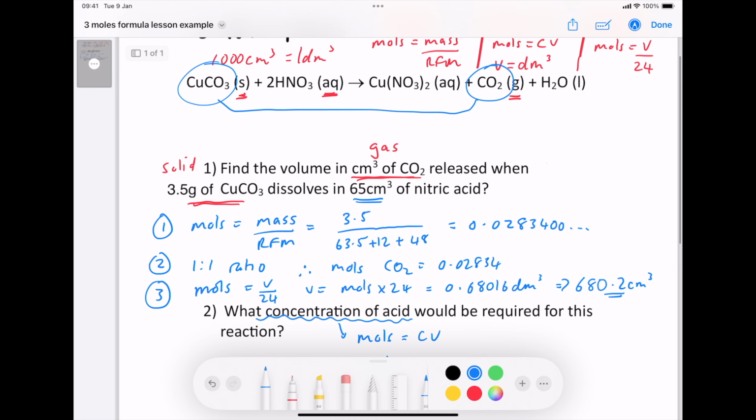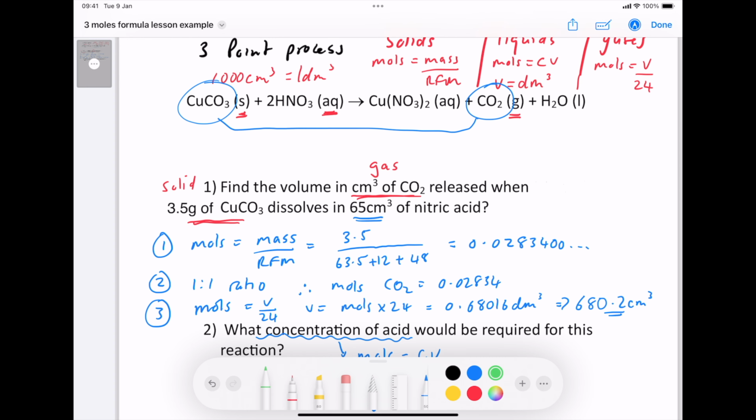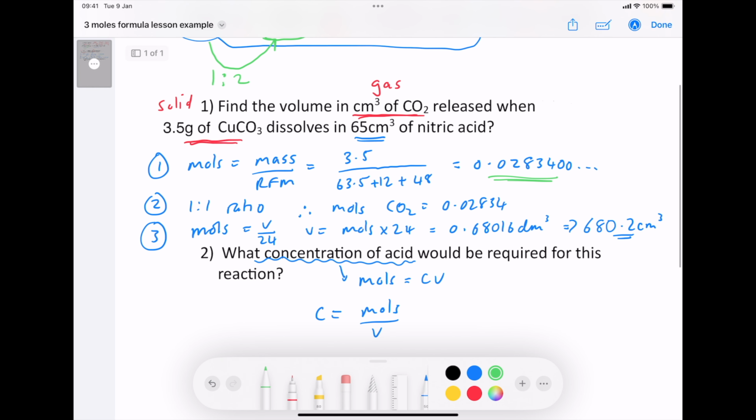Well, if we go back to the equation, I can circle the nitric acid and I can see that the molar ratio of nitric acid to copper carbonate, hopefully you can see, is actually 2 to 1. So 1 copper carbonate reacts with 2 nitric acid. So I have the moles of copper carbonate from the previous question, just underlined again there in green. So now I can work out the moles of nitric acid. So let's do that. Moles of nitric acid, HNO3, will be 2 times 0.02834. So again, notice I'm not rounding anything up here.